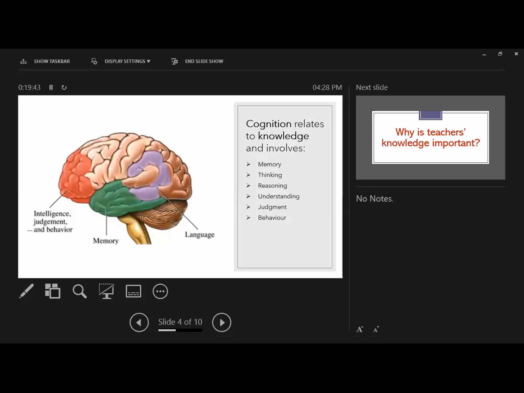This is a picture of the brain, and it's showing us where intelligence, judgment, and behavior are stored, right? Where memory is stored. The brain, this would be the front of the brain, and this would be the back of the brain.